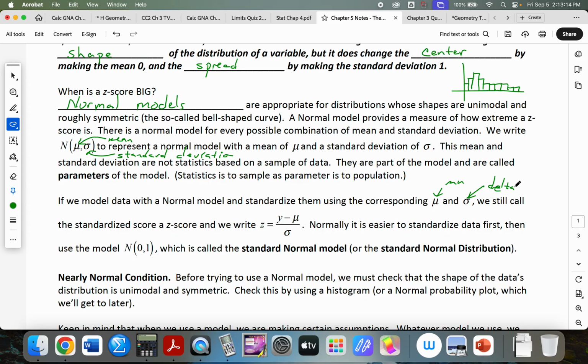We still call the standardized score a z-score, and we will write (y minus mu) over sigma. Normally it's easier to standardize first, then use the model N(0, 1), because we want the mean to be 0 and the standard deviation to be 1, which is called the standard normal model, or the standard normal distribution.